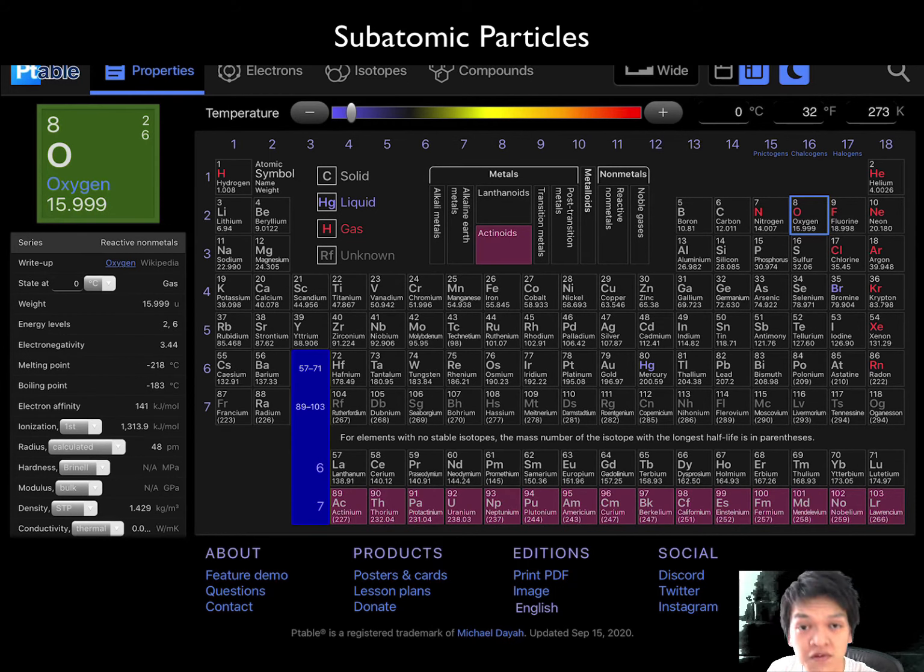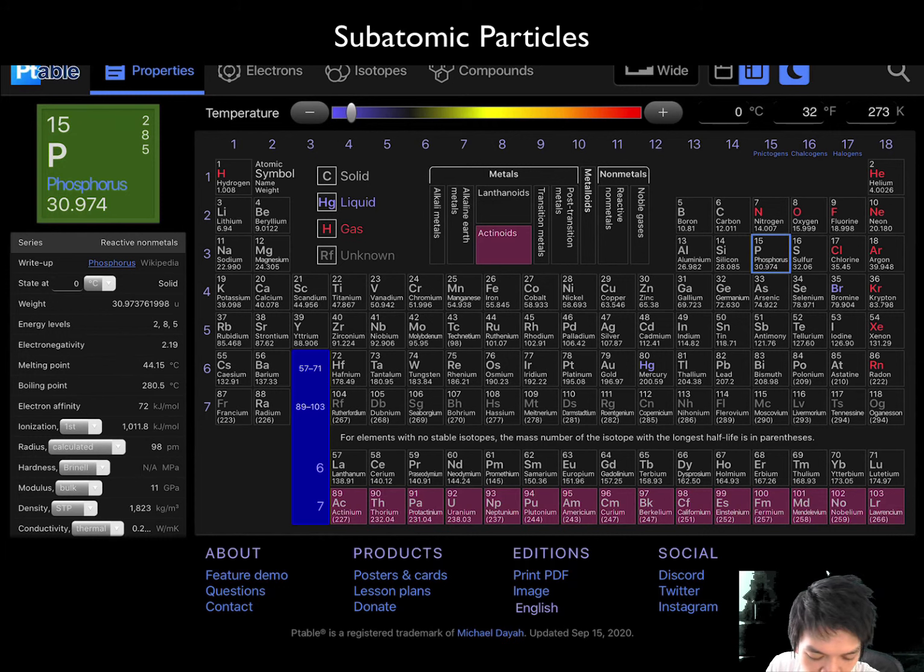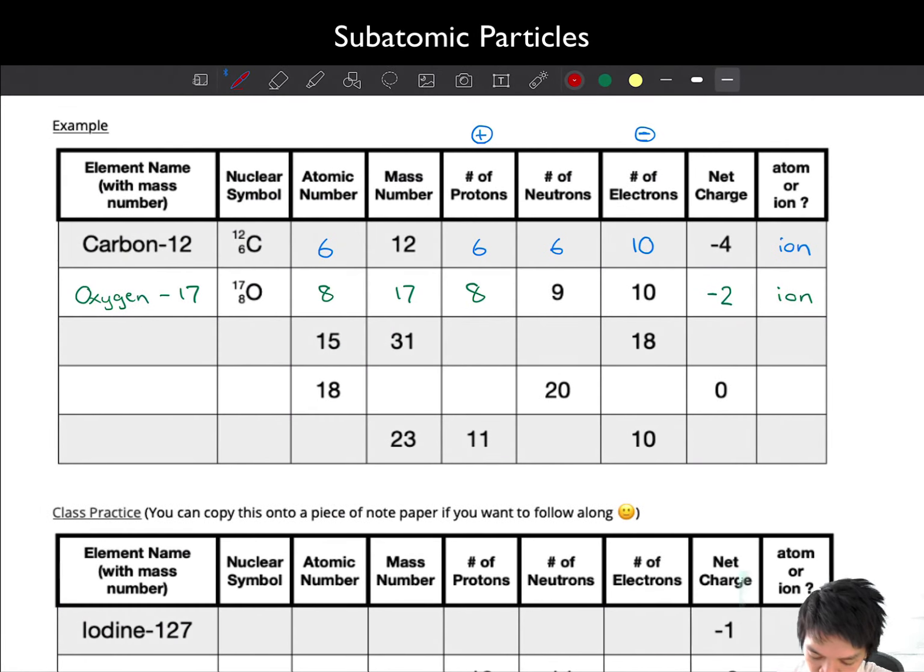So we're looking for 15. We know the atomic number 15. Once you find it, you will know that it's P. Anytime you have an atomic number of 15, you have P, which is phosphorus. That's how you pronounce that. We have phosphorus here.